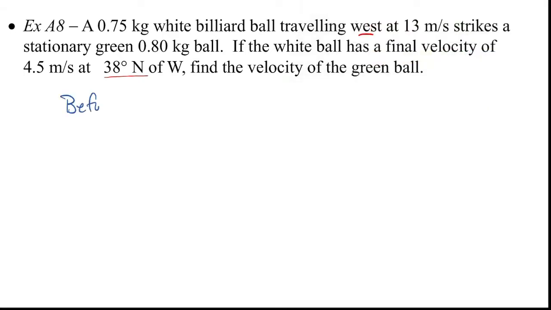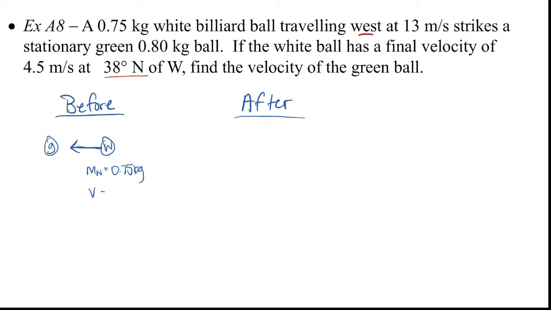So obviously, always best to draw a diagram. I always like to do a before and after when we're looking at 2-dimensional momentum problems, because it really helps you figure out what's going on. So we got our green and white billiard balls, and of course before, the white one's just going straight west. The mass of that one is 0.75, and it's going at a speed of 13 meters per second. Of course, our green billiard ball is stationary, so it's 0 meters per second, and that one's 0.8.